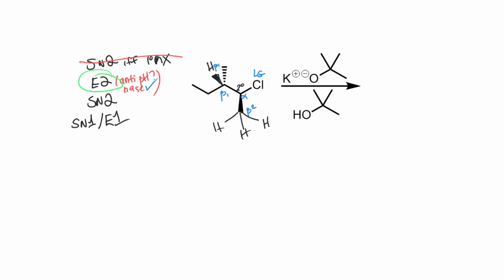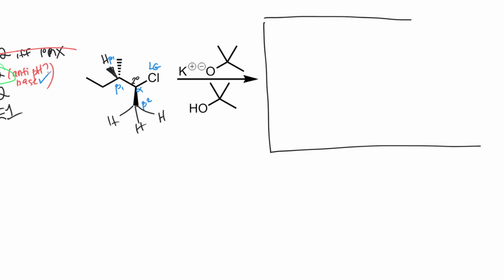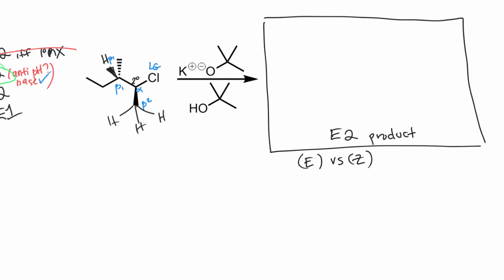Draw your E2 product here. Be mindful of the E versus Z product, Zaitsev versus Hoffman alkene. Now, I've done several of these for you. It's your turn. You fill this in. I got you to the point where we knew we needed to do E2. But now you can have some practice with that and check your answer with me after.